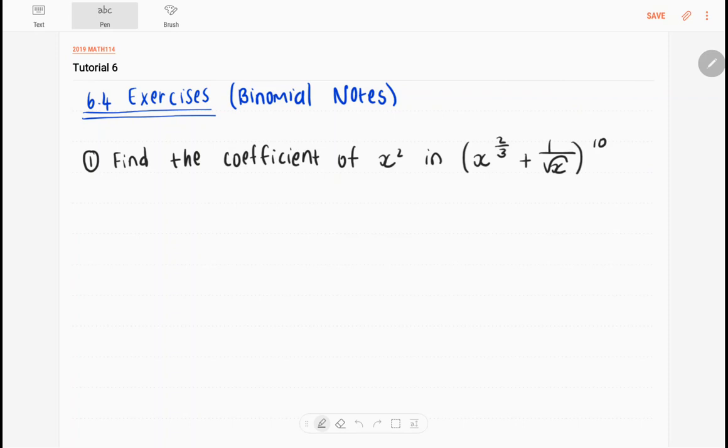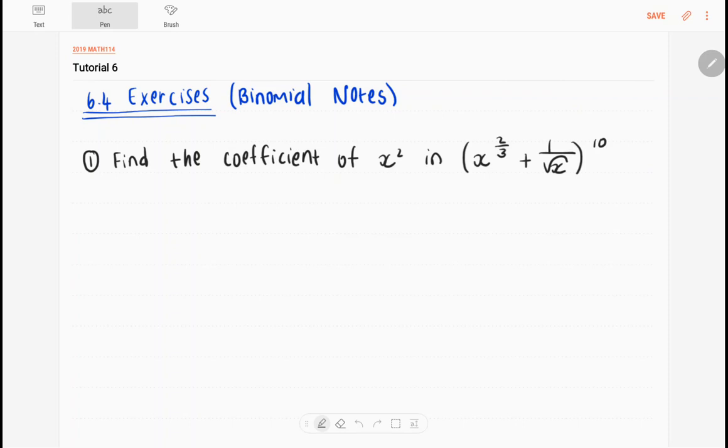We will firstly be looking at some exercises based on your binomial notes. The first problem we're looking at says, find the coefficient of x squared in x to the power of 2 over 3 plus 1 over root x all to the power of 10.